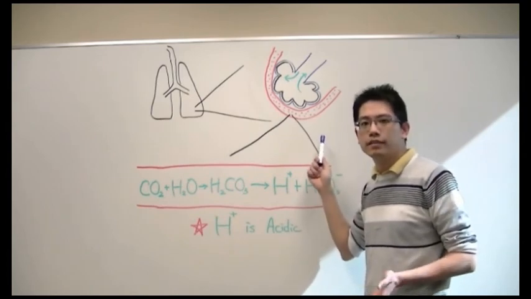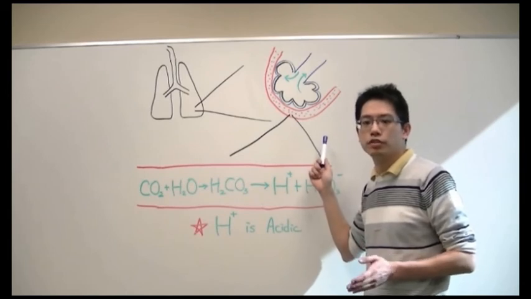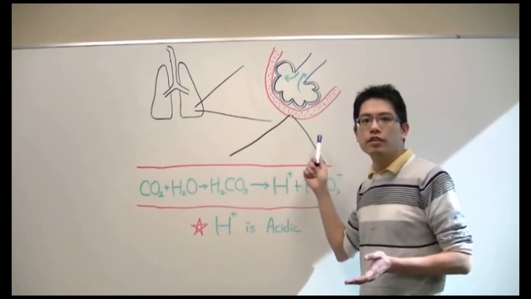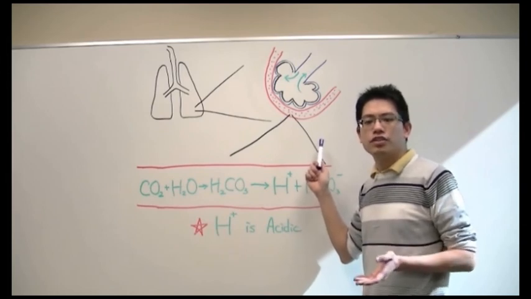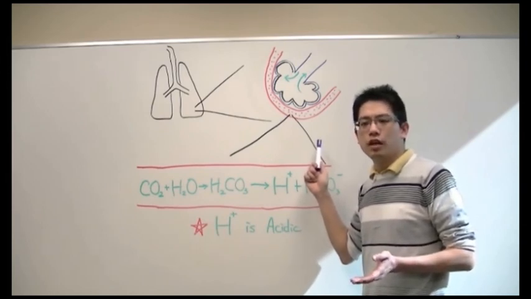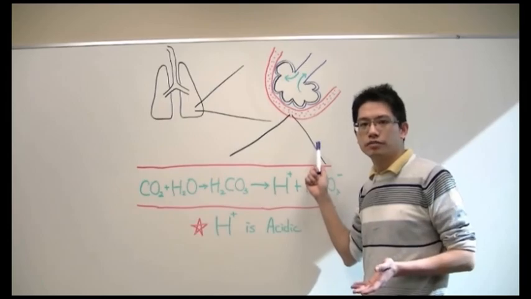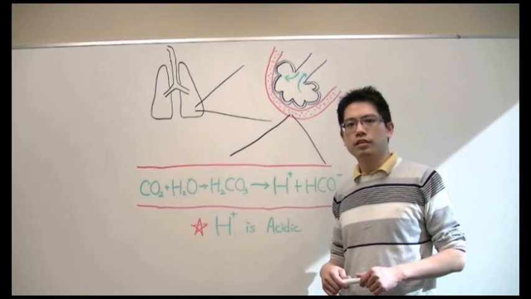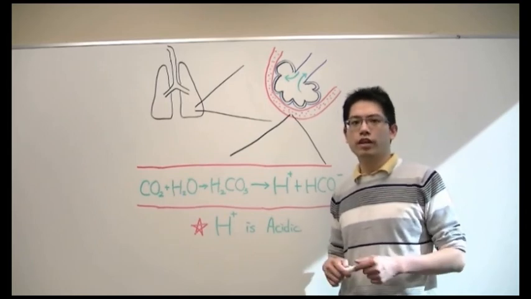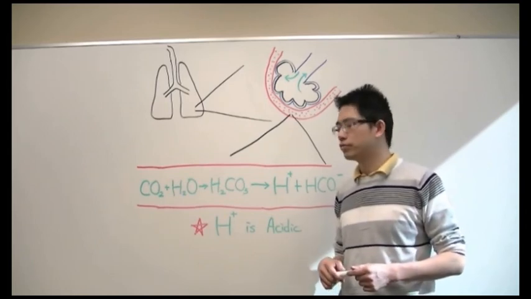And on the other hand, another important function of the lungs is the excretion of carbon dioxide. It works the same way as oxygen, but in the opposite direction. The importance of getting rid of carbon dioxide in our body is to maintain the acid-base balance in our bloodstream.